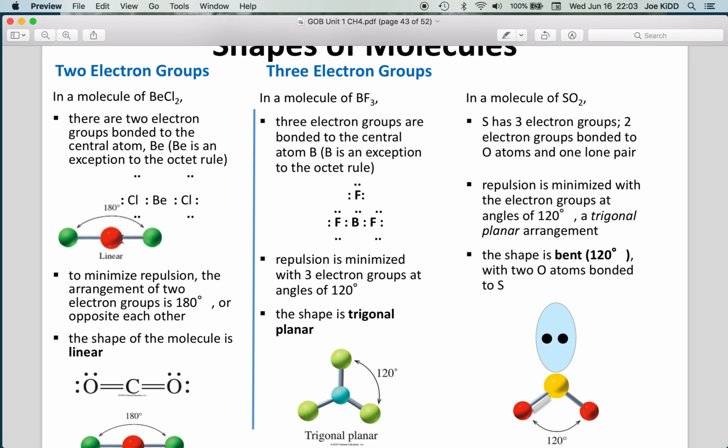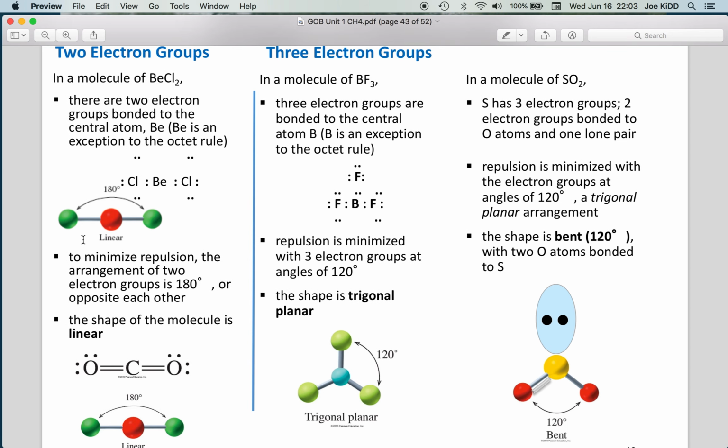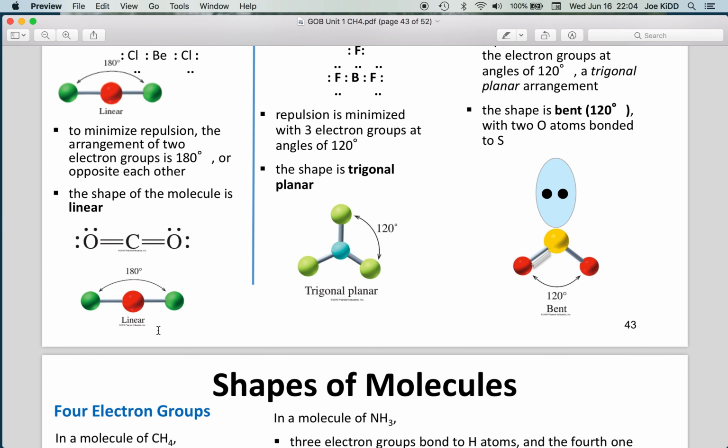If we have 2 groups, the best way we could arrange it where those 2 groups get to be as far away from each other in 3D space as possible would be to put them 180 degrees away from each other. And just like you would think if you had balls and sticks, so your gumdrops and 2 pieces of spaghetti, just like that, this would form a linear compound.